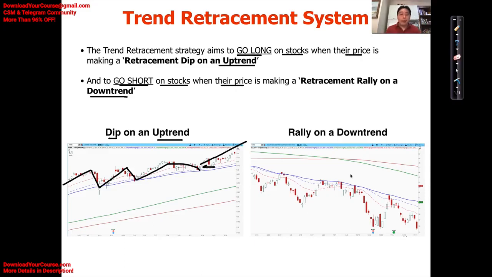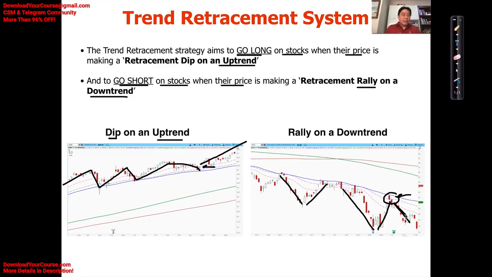Similarly, on a downtrend, we want to be going short or to sell, and we want to sell during a temporary rally on a downtrend. A rally is a retracement on a downtrend. So that's the downtrend, that's the rally, which is a temporary retracement, trend continues, rally, trend continues. Again, we want to be selling during the rally, just before the trend continues all the way down.